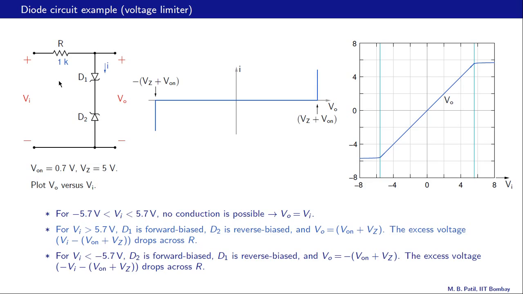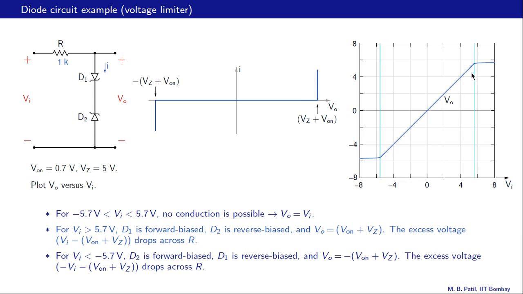One question that we now want to address is how to choose this resistance value. Here we have 1K. Could that be 10K or 10 ohms? How do we go about selecting this value? Now notice that if we are in this region, if Vi is between minus 5.7 and plus 5.7, then this diode pair does not conduct. There is no current through this resistance, and in that case it doesn't really matter whether it is 1K or 10K or whatever.